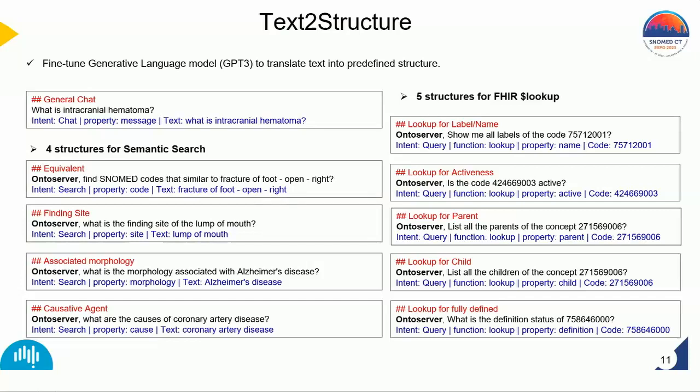For example, when a user types "OntoServer, what is the finding site of the lump of mouth?", the text-to-structure component knows that this is a question to OntoServer to find an appropriate value for the finding site attribute of the given term "lump of mouth". In addition to the semantic search, the text-to-structure can detect a file lookup operation that can provide more information about a given SNOMED concept.